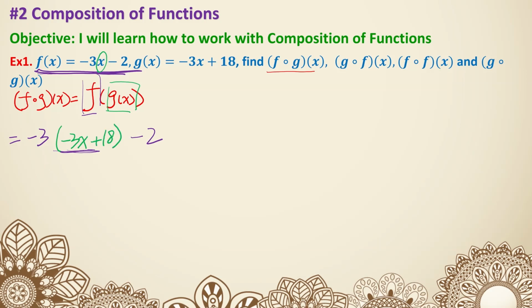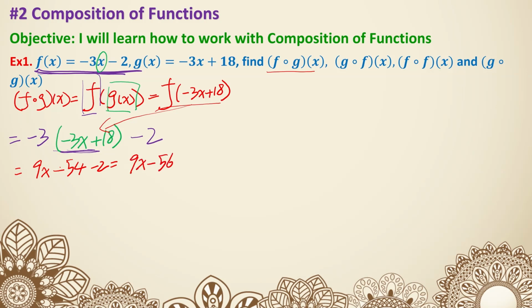In fact, it's even better for you to write one more step. So f stays, but the g of x is -3x plus 18. Now this just becomes what we have done in the previous lesson. f is your function, you're going to replace x with -3x plus 18. That's -3 times -3x, which is a positive 9x. -3 times 18 is -54, and minus 2 on the end. So 9x minus 56. There you go.